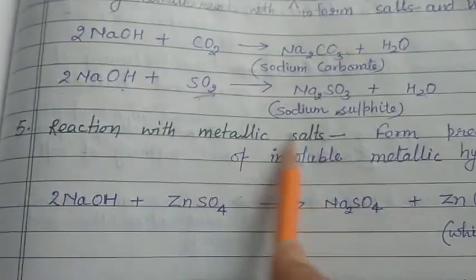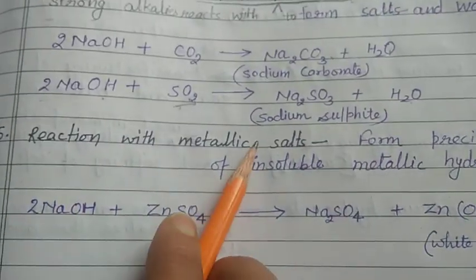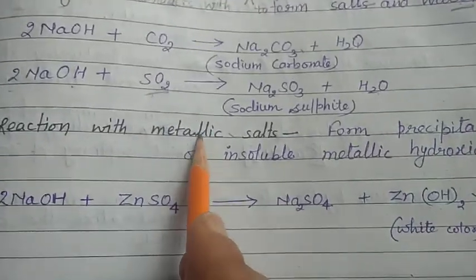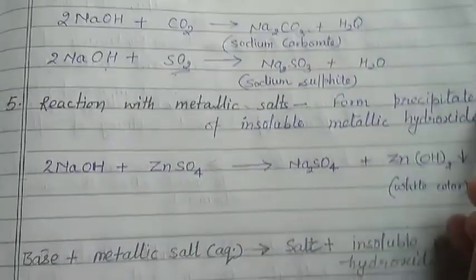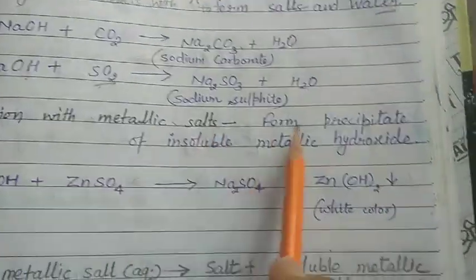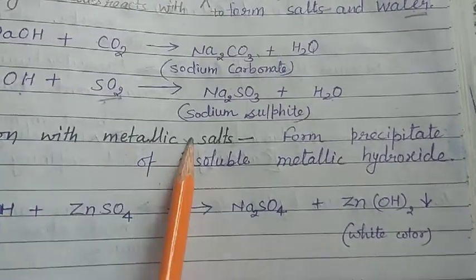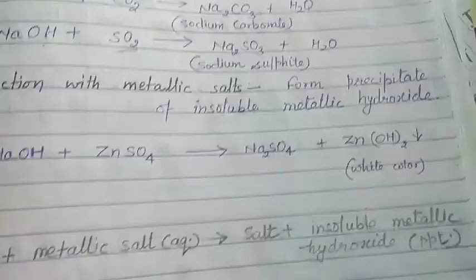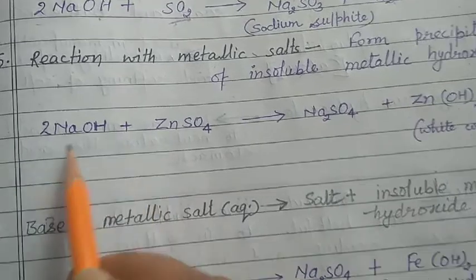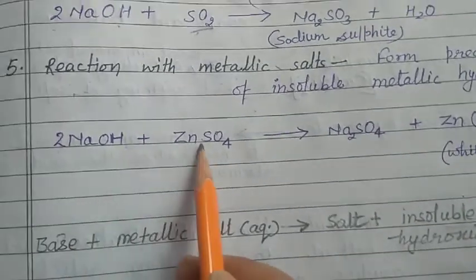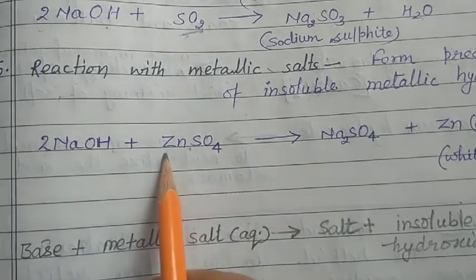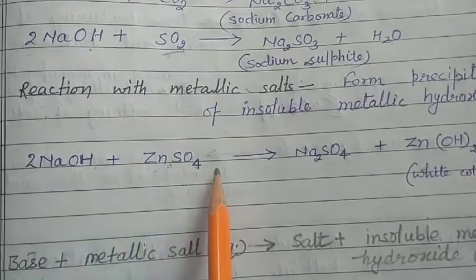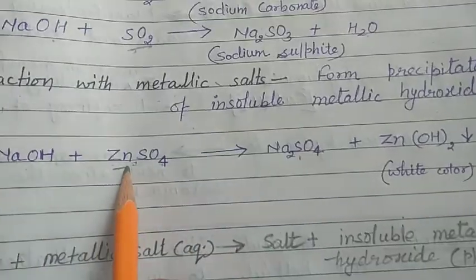Next is reaction with metallic salt. When bases react with metallic salt, they form the precipitate of that metallic hydroxide, which is insoluble. Precipitates are actually insoluble. For example, you have a base sodium hydroxide and you react it with metallic salt zinc sulfate. So what will happen? Displacement will happen and you will get Na2SO4 and zinc hydroxide.